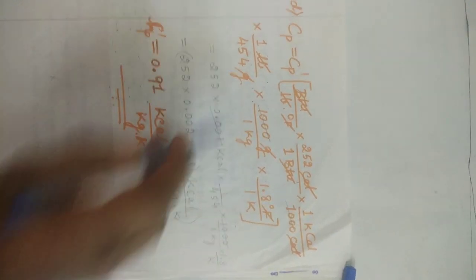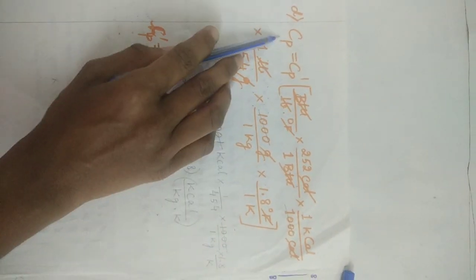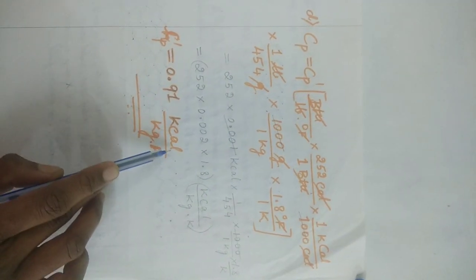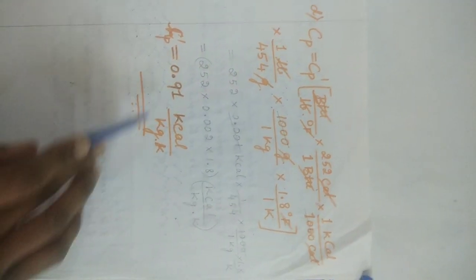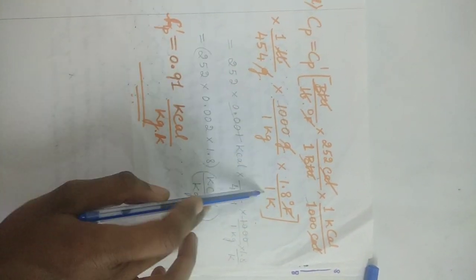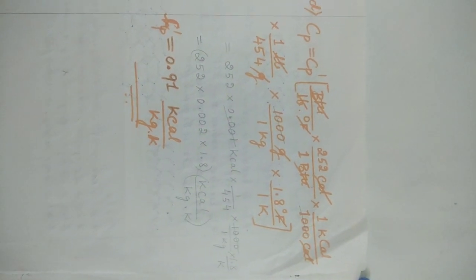Next is the last one, that is Cp. This is heat capacity. Cp dash we are taking, that also we need in kilocalorie per kg Kelvin. So we are doing a similar type of conversion here. You can see here, right? Once I will be showing here, please note this.